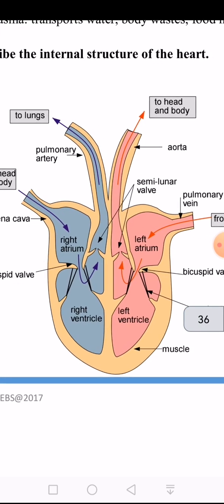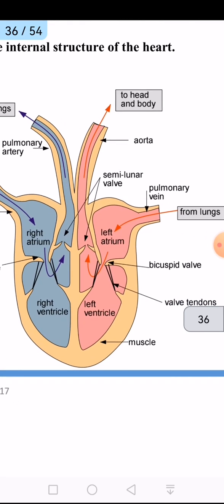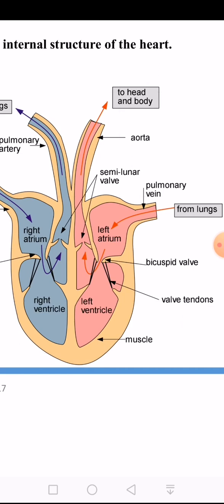Then the function of the left atrium is to receive oxygenated blood from the lungs once it has been purified.